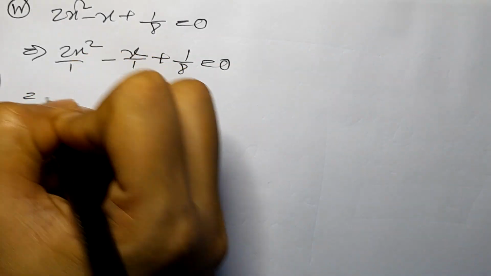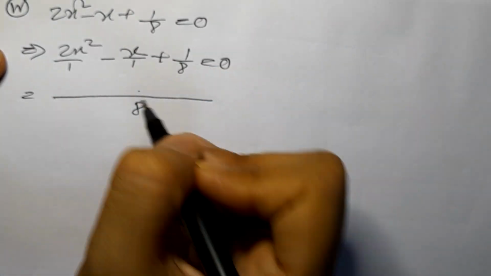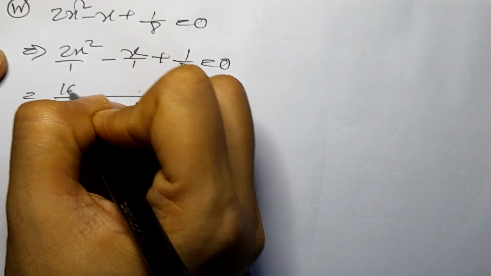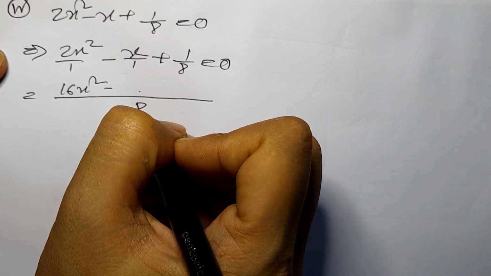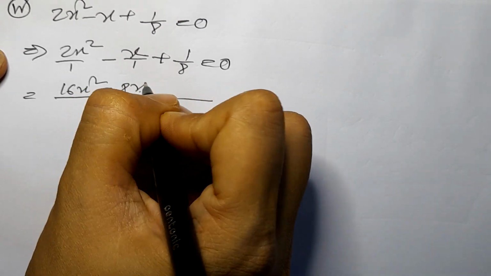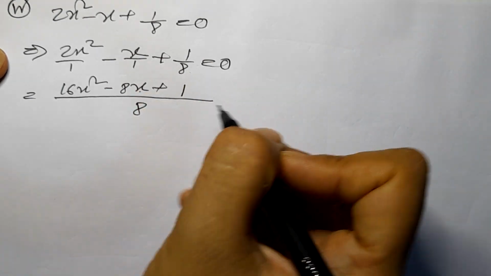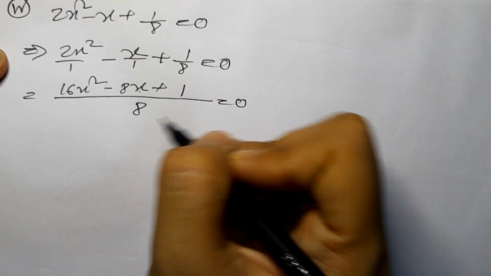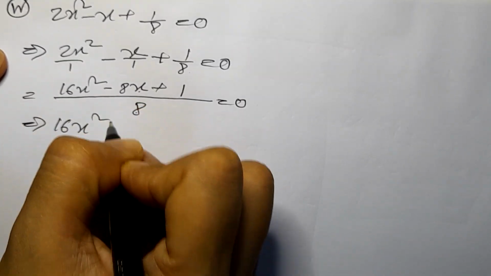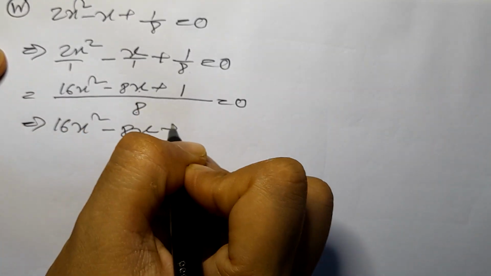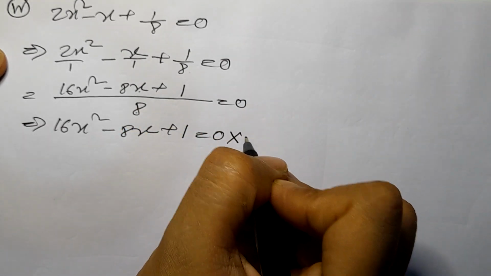Take the LCM, which will be 8. 8 divided by 1 gives 8, 8 into 2 is 16, minus 8 divided by 1 gives 8x, plus 8 divided by 8 is 1, 1 into 1, 1, equal to 0. Multiplying by 8, it will give 16x² − 8x + 1 = 0.